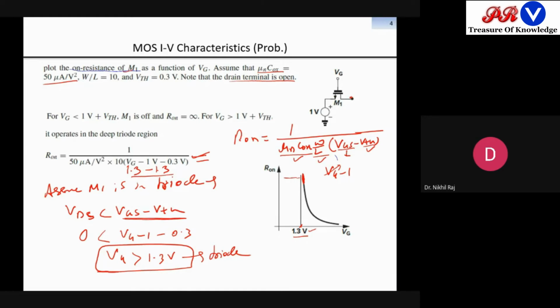Until where it will go, that we have to assume with the variation of Vg. When we assume that it is going greater than 1.3 volt, my magnitude of Ron will start decreasing. Since it is inversely proportional, a slow decrease will be there, and at very extreme high Vg, this Ron will go to the very minimum value, but it will not touch 0, it will only try to approach the 0 value. So slowly it will decrease, and the minimum value will be achieved like this. So this will be my Ron resistance plot.